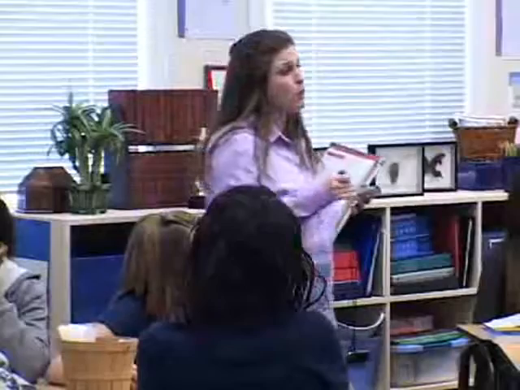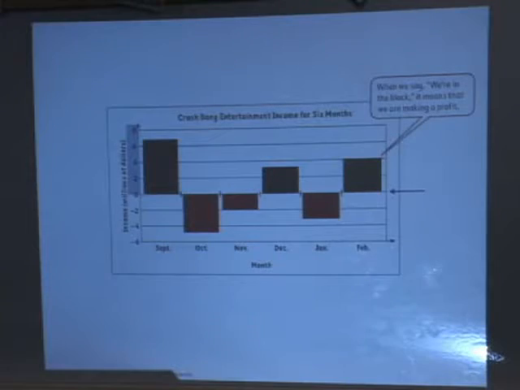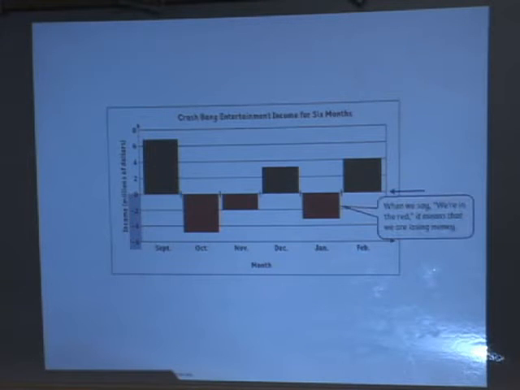So everything below 0 shows a loss. And what color is that? Red. And that would indicate what kind of numbers? Negative. Good job, guys. When we say we're in the black, it means we're making a profit, which is good. When we say that we're in the red, it means that we're losing money, which is not so good. Crash Bang went from $7 million in profit in September to $5 million loss in October. That's not very good.